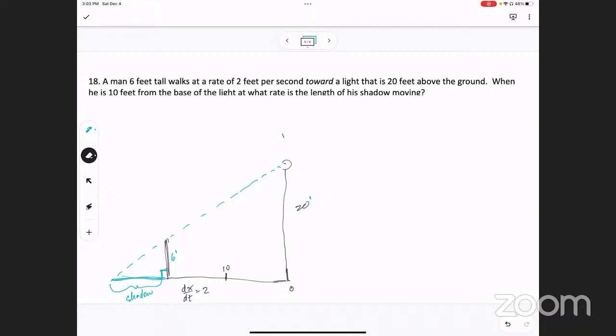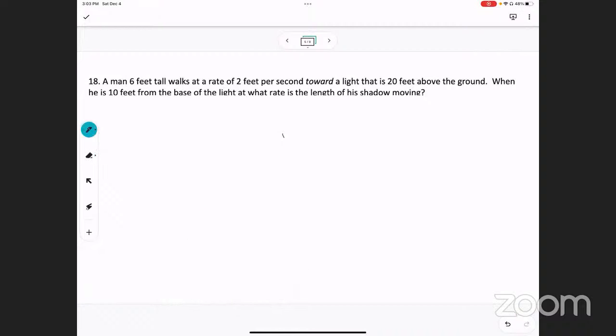This is a related rates problem. So I'm going to draw the picture over here so it's a little bit easier. I'm going to have him walking from the right to the left, and the reason is because then we're not messing with this being zero, and I want to know when he's 10 feet away. So he's walking toward it, so it makes a little bit more sense. Does that make sense?